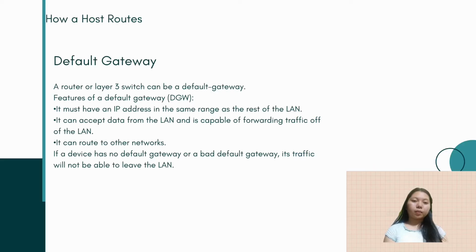Default gateway. A router or layer 3 switch can be a default gateway. Features of the default gateway, or DGW: it must have an IP address in the same range as the rest of the LAN. It can accept data from the LAN and is capable of forwarding traffic off the LAN. It can route to other networks. If a device has no default gateway or a bad default gateway, its traffic will not be able to leave the LAN.